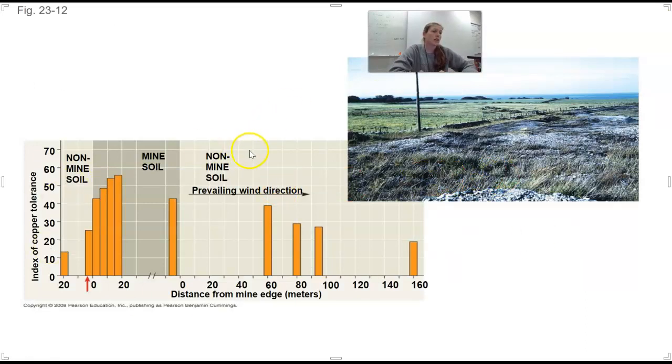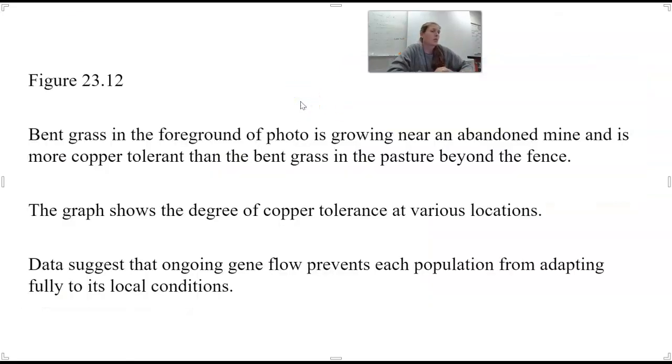So one of the things that we like to talk about is plants. Plants have really, really good gene flow because there's no way to control pollen and seed dispersal. And so they're all over the place. So you'll see a lot of heterozygosity in plants because they're constantly cross-pollinating with each other. And they're able to do that really, really well because they can also self-fertilize. And that was a bunch of bent grass, and they showed how far away from a mine they were able to get.